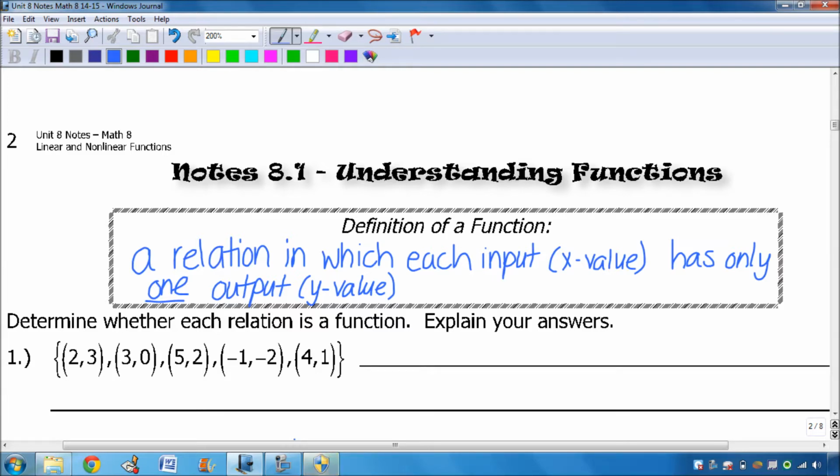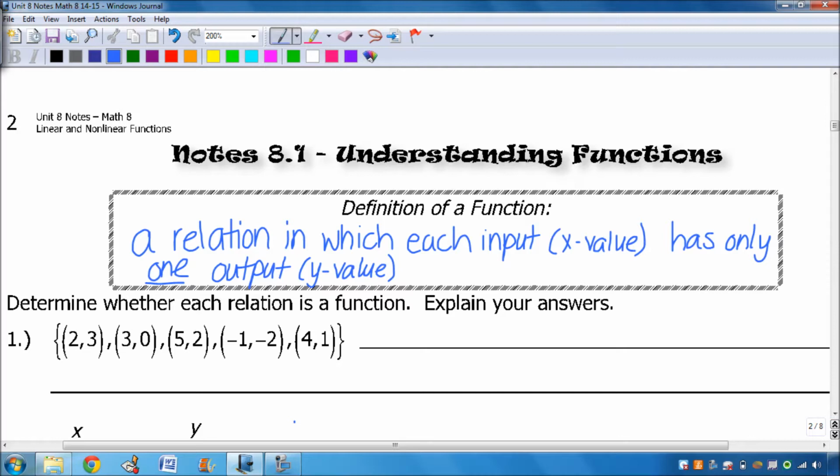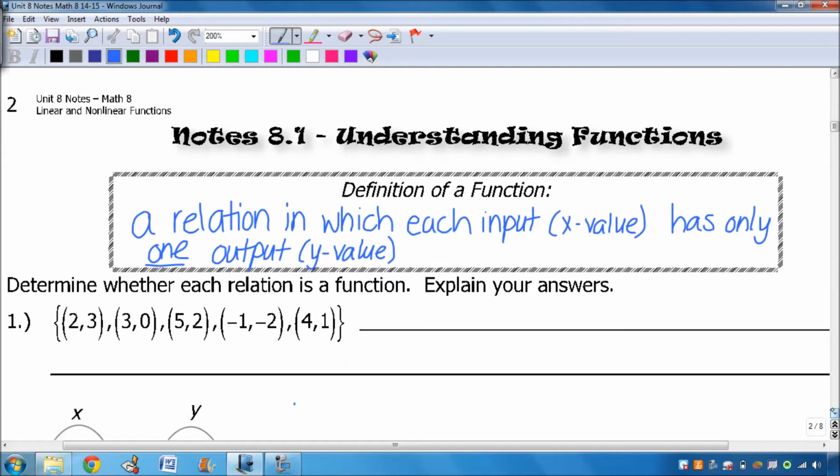So let's take a look at what we have in question number 1. Determine whether each relation is a function. Explain your answers. So let's take a look and see what we have here. If you look right here, our inputs are our x values, right? So 2, 3, 5, -1, and 4 are all inputs. And our outputs are our y values. So those are our outputs right here, 3, 0, 2, -2, and 1.